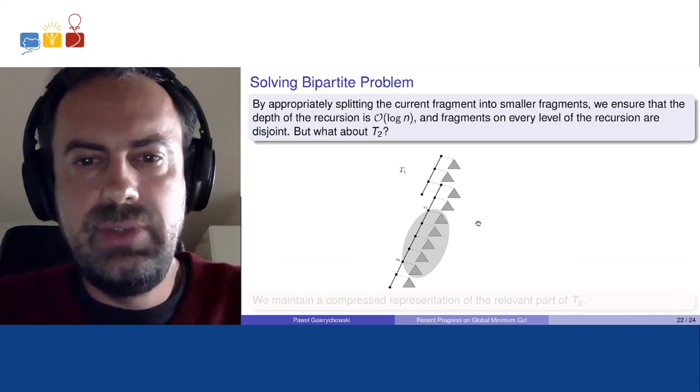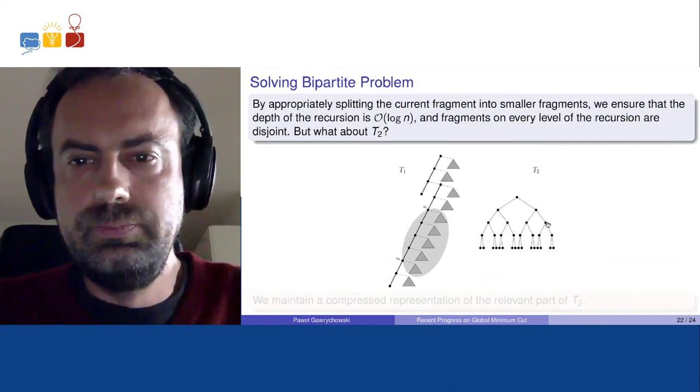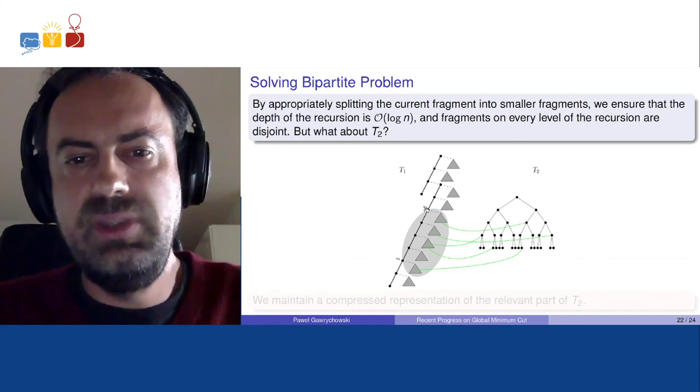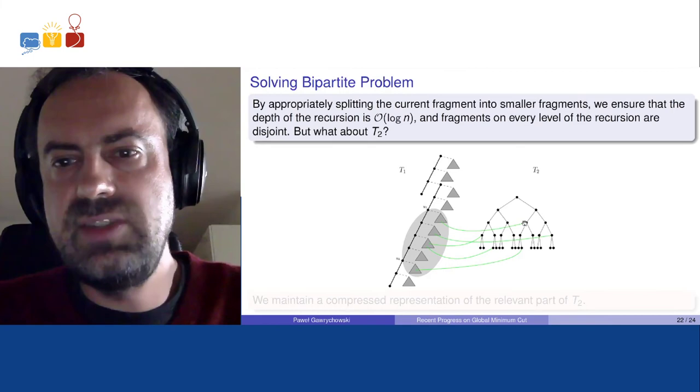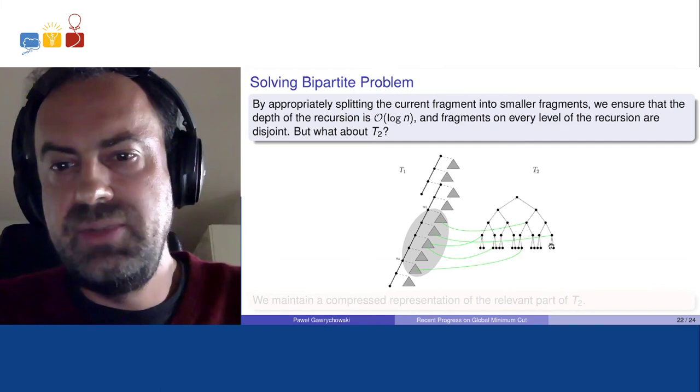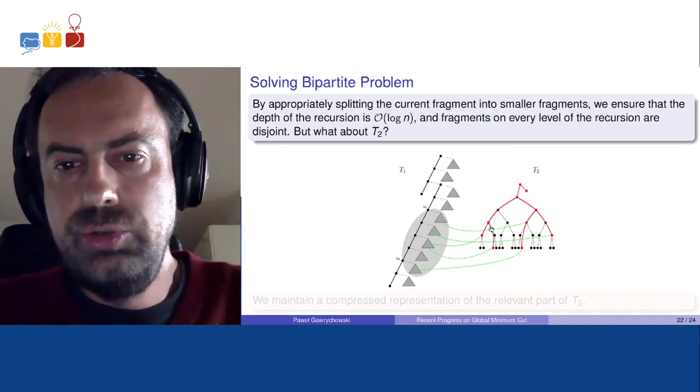And now this is T2. And we are only interested in the cross edges between the fragment and T2. So those are the cross edges. And we apply the same trick. So we sparsify T2. We take the subtree induced by the right endpoints of the cross edges, and we sparsify that by keeping only the cheapest edge on each path. So now, instead of the whole T2, we have this green tree that's much smaller.